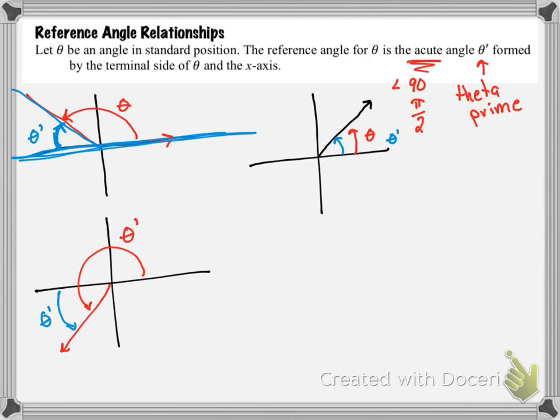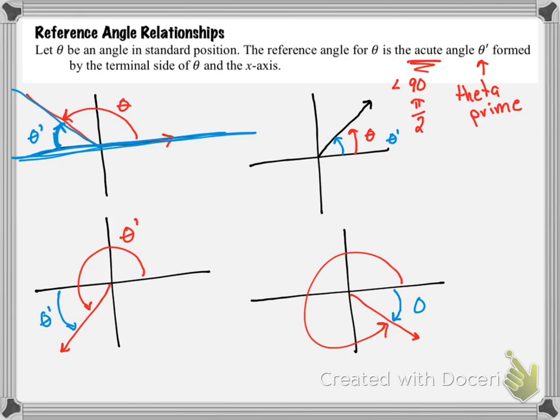And if we're in the fourth quadrant, let's put an angle in the fourth quadrant down here. So the positive angle would be this angle here. The reference angle would be this one right there. There's my theta prime. So if this big angle is my theta, there's my theta prime.